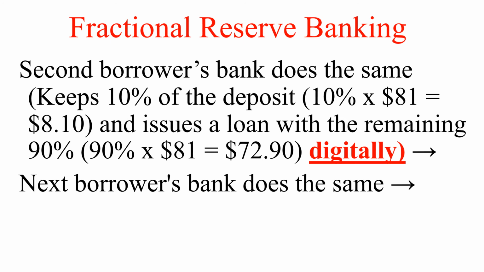And that bank does the same thing, keeps 10% in reserves, which is 10% of $81, $8.10, and issues loans with the remaining 90%, which is 90% times $81, $72.90. And that bank does it digitally as well. As you can see, this process continues, but it will end at some point because the amount of loans is getting smaller and smaller at every step. It was $90 first, $81 second step, and $72.90 at the third step, which means that some banks later, this process will zero out. The amount of loans will be zero.